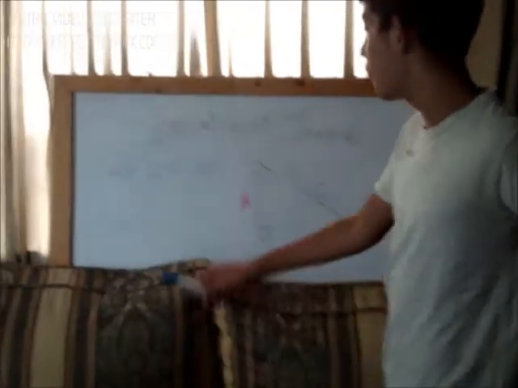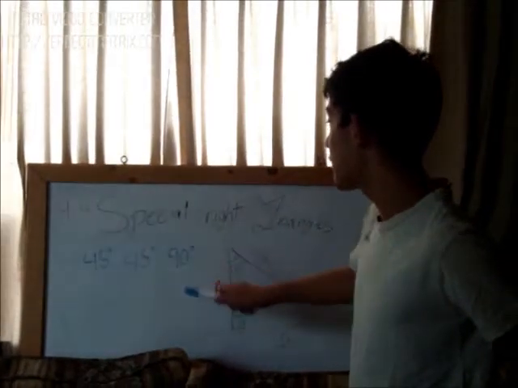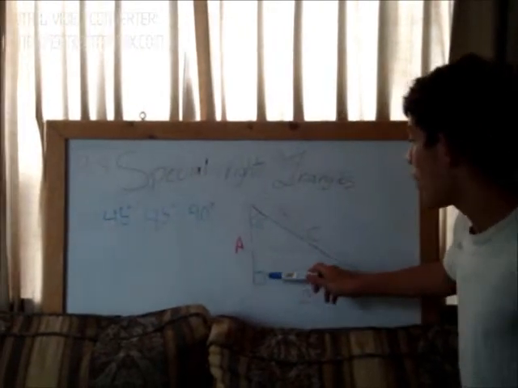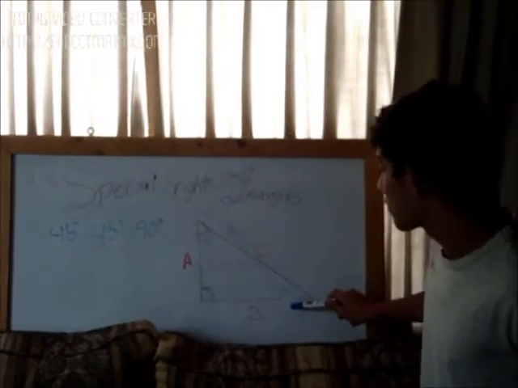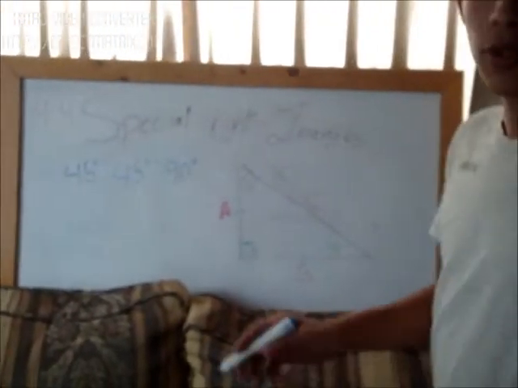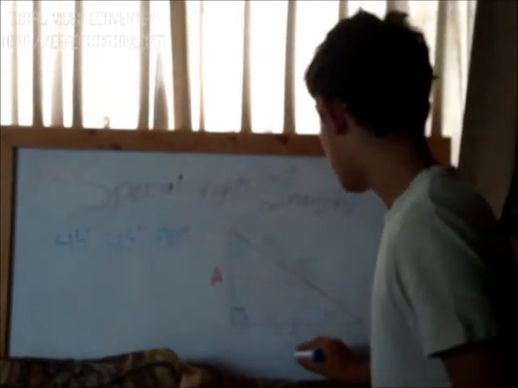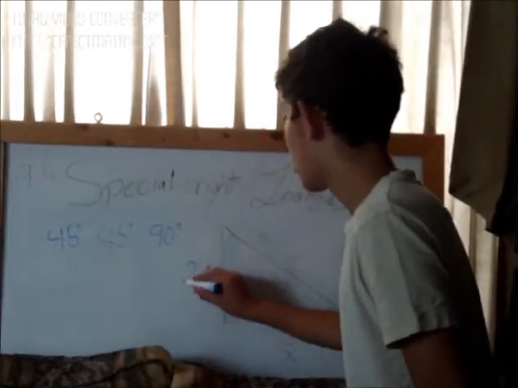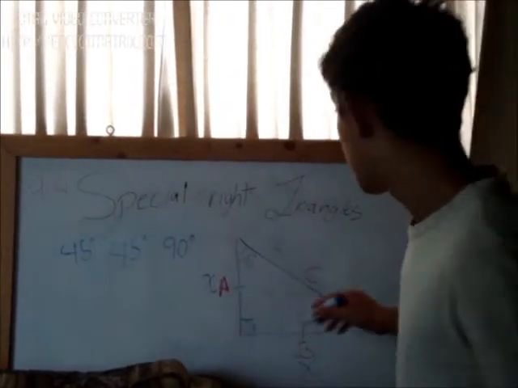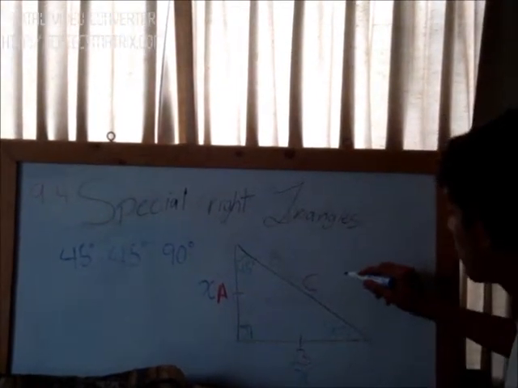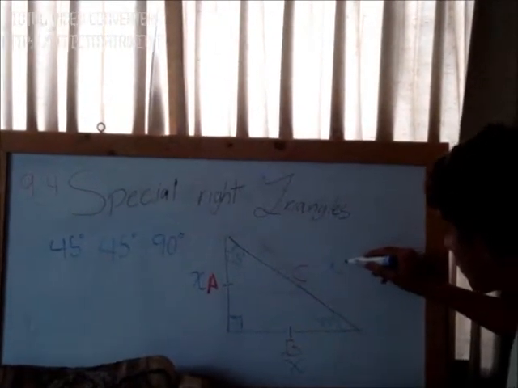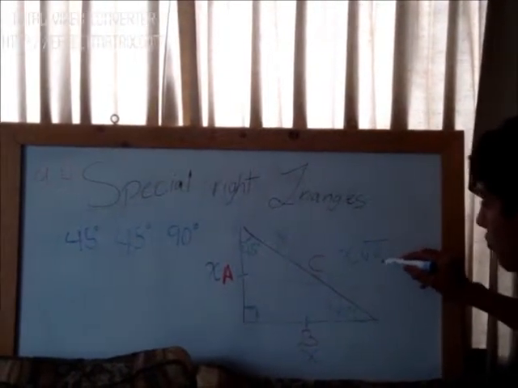The first one is the 45, 45, 90 degree right triangle. This theorem states that if you have one 90 degree angle and two 45 degree angles, these sides will be congruent, which means that they will be the same measure. Let's write the measure as x. To find the last side, you will use the theorem that says that C will be x, the measure of these sides, times the square root of 2.